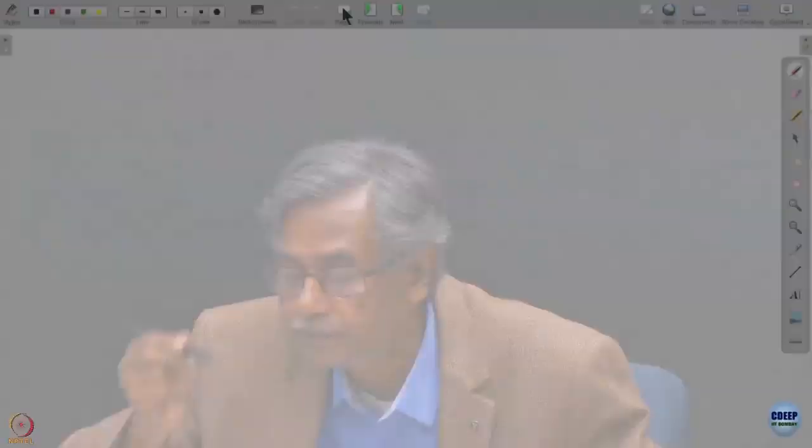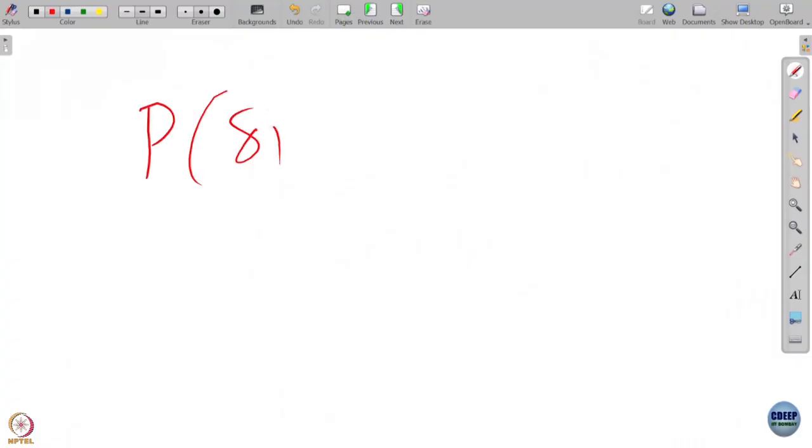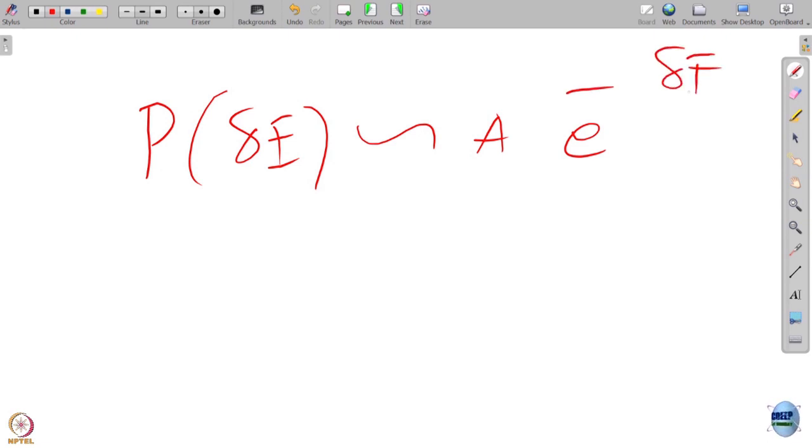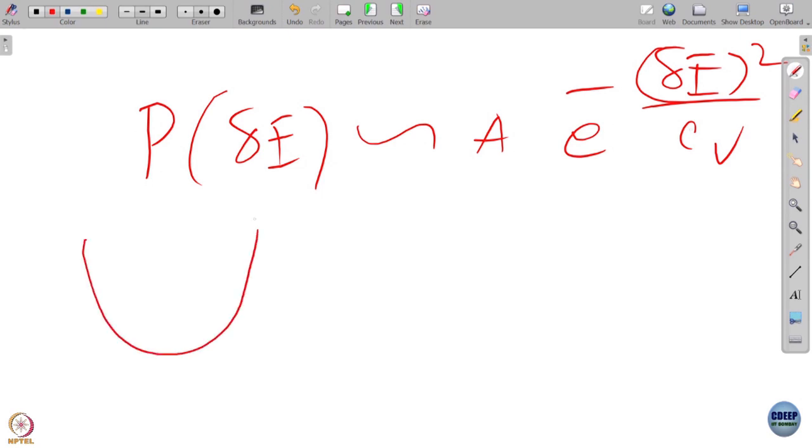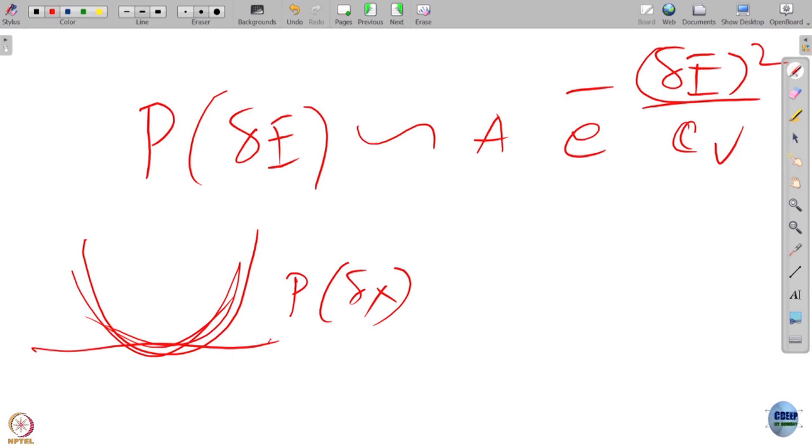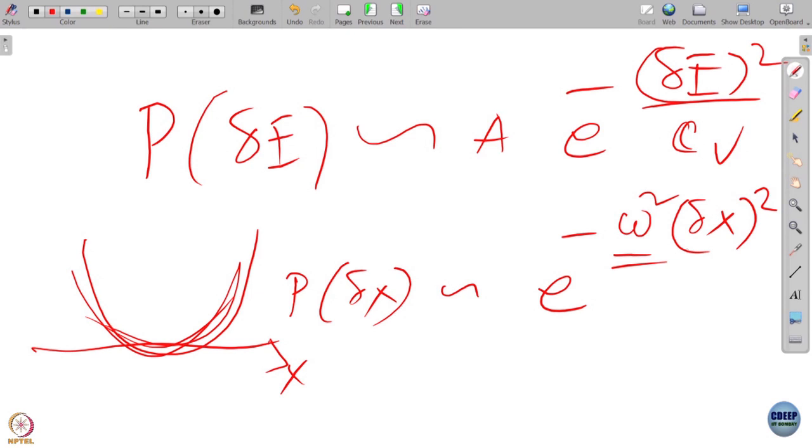So if I talk of a fluctuation delta E, then that goes as a normalization constant times e to the power minus delta E square by Cv. If I have a harmonic thing, then what is the probability of fluctuation delta x? If this is x, then it is again e to the power minus omega square delta x square. Now you compare the two. So omega square is 1 over Cv. So a stable system is bound in a harmonic surface.